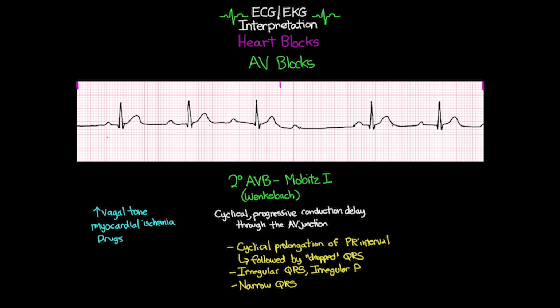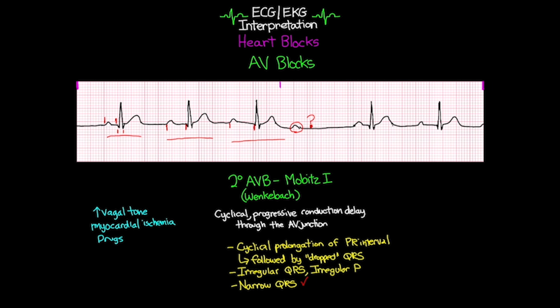So first, if we look at our first beat that we have here, we've got what appears to be a normal PR interval. As well, you've got that normal QRS complex. But as we go on to this next beat here, we can see that that PR interval has gotten longer. And again, if we go on to this next one, we see that that PR interval is even longer. Until finally we have this lonely P wave and no QRS complex. Where the heck did it go? Well, this is what we call that dropped QRS.